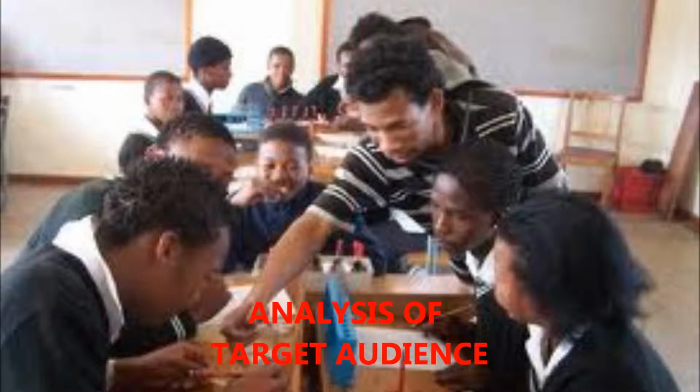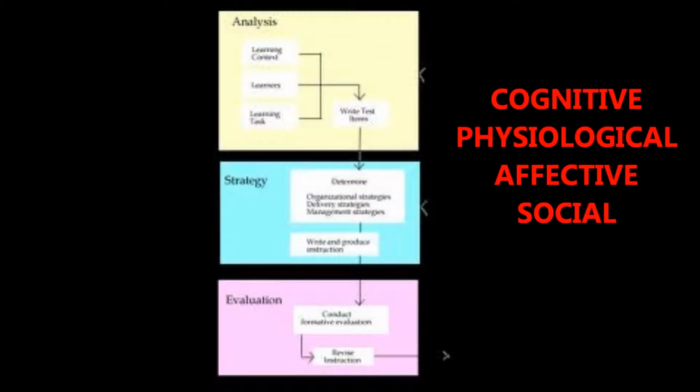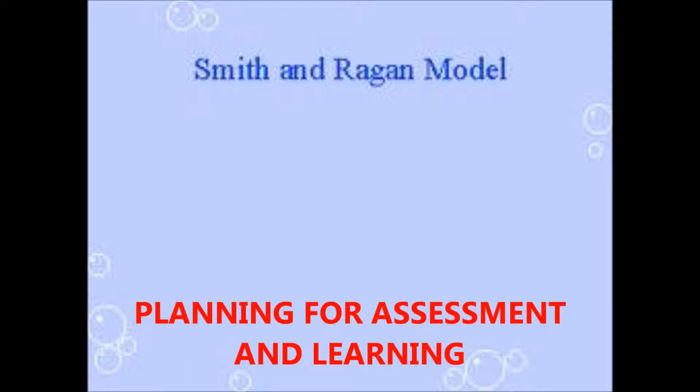Next, Smith and Ragan advocate for careful analysis of the target audience. This means that you want to analyze the learner characteristics, and this can be broken into four major categories: cognitive, physiological, affective, and social. Smith and Ragan believe in focusing on prior knowledge when analyzing learner cognition. Now, once the needs assessment has been completed, designers recognize learner weaknesses, and these weaknesses lead to the preparation of learning tasks.